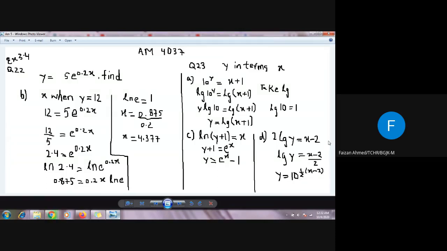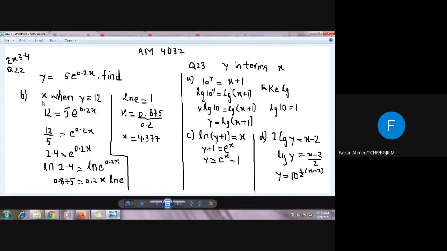Question number 22 of exercise 3.4. This question is basically all about calculator. You are given an equation, y is equal to 5e to the power 0.2x, and there are two parts in the question. In the first part, you have to find the value of y when x is given, and in part B, you have to find the value of x when y is given, and y is basically 12.